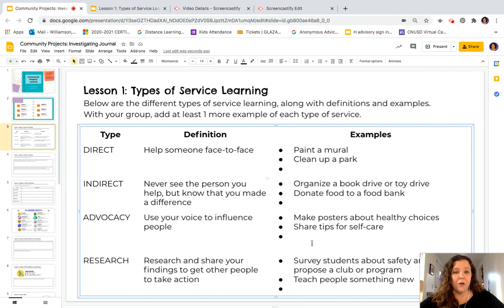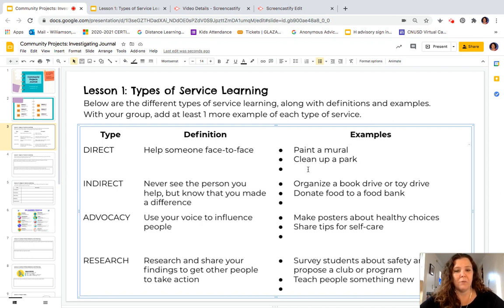Now the examples shown were in the video. If you need to re-watch the video, now is a great time. Just rewind this video a little bit and re-watch it and see if you can come up with another example of direct service, indirect service, advocacy, and research. So let me give you an example for direct.